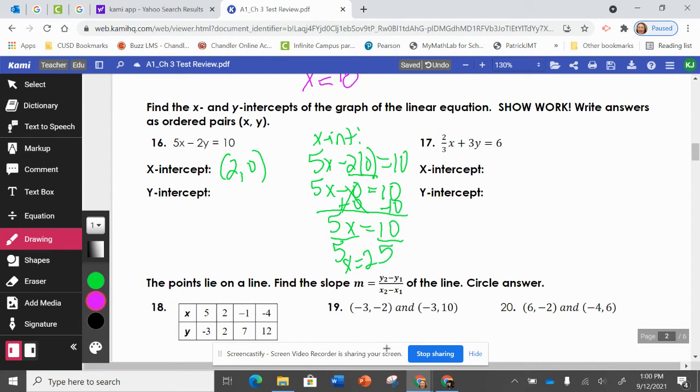For the y-intercept, we plug 0 in for x. 5 times 0 is 0. This 0 doesn't affect our -2y, so we can drop that, or we can move it to the other side like we did here for x. It just depends on what makes the most sense to you. The opposite of multiplying y by -2 is dividing y by -2, and so we get y is equal to -5.